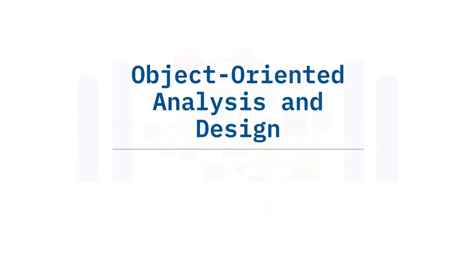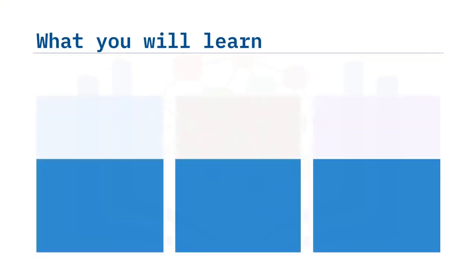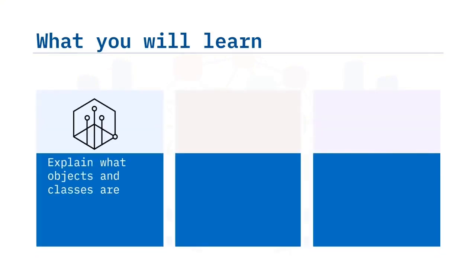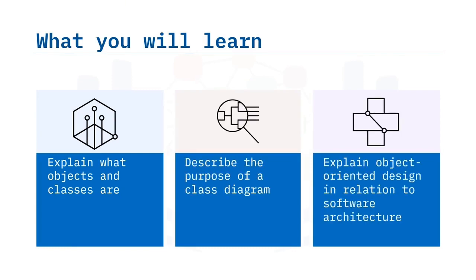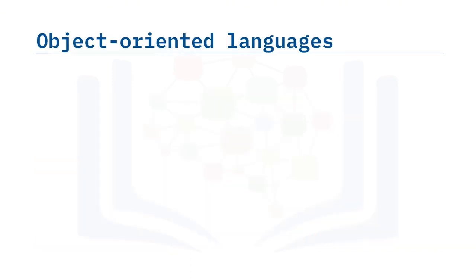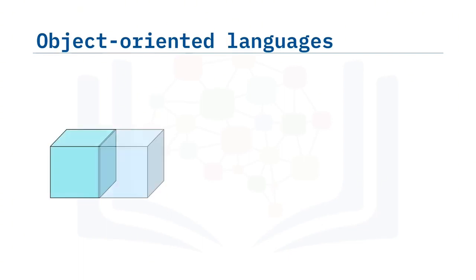Welcome to Object-Oriented Analysis and Design. After watching this video, you will be able to explain what objects and classes are, describe the purpose of a class diagram, and explain object-oriented design in relation to software architecture. Object-Oriented Analysis and Design, or OOAD for short, is an approach for analyzing and designing a software system when the system will use object-oriented programming languages to develop it.